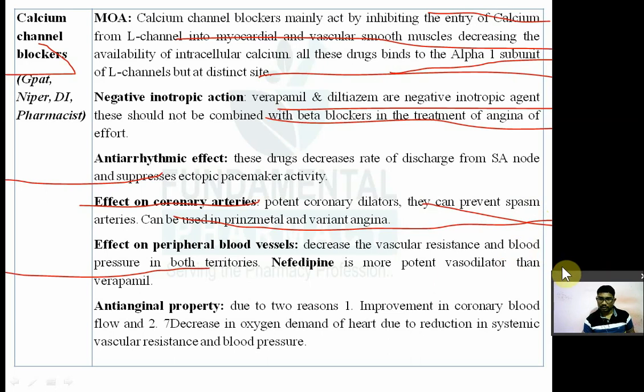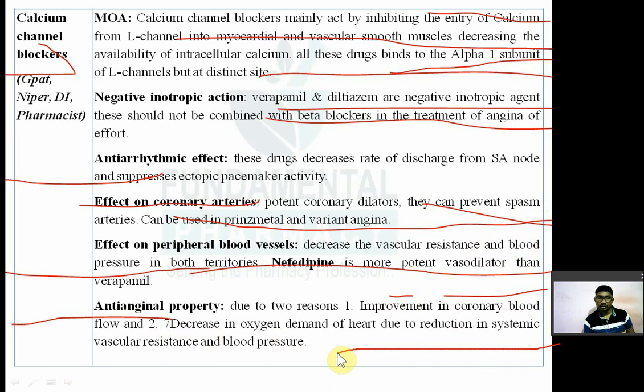Now again nifedipine is the most potent vasodilator compared to verapamil. Remember, the anti-anginal property of calcium channel blockers is due to two reasons. First is improvement of coronary blood flow. Second one is the decrease in the oxygen demand of heart due to reduction in the systemic vascular resistance and blood pressure. So they will decrease the oxygen demand and they will improve the coronary blood flow. That's why they are useful in angina.